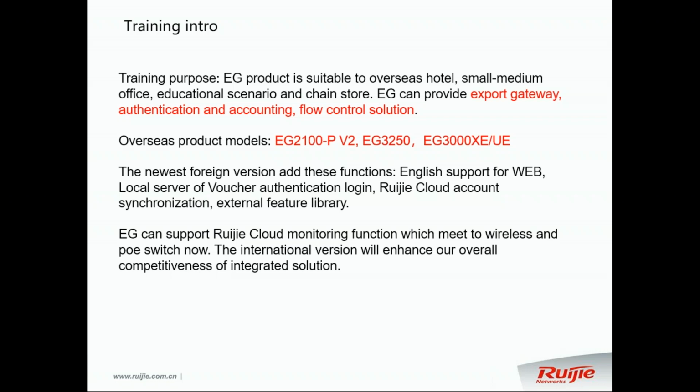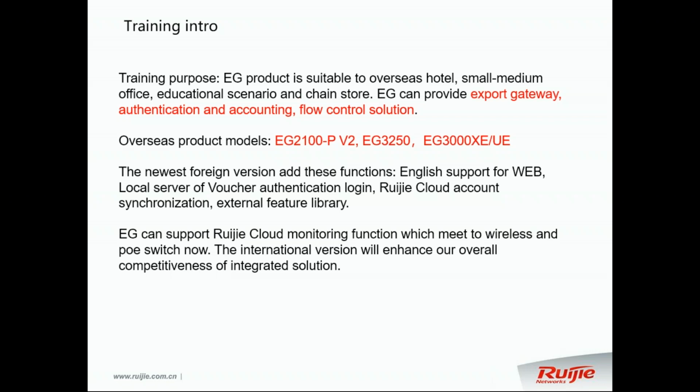So then the customer will have only one choice. They must use our EG server as the local server for authentication. Then they can also work with our cloud. Okay, and now our EG products are suitable for these scenarios. For example, the overseas hotel, the office, educational scenario, and also the chain store. And normally it can provide the export gateway authentication, the accounting, and the flow control solution.